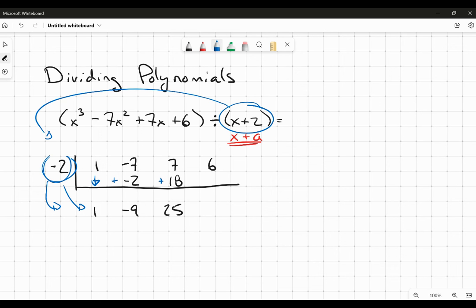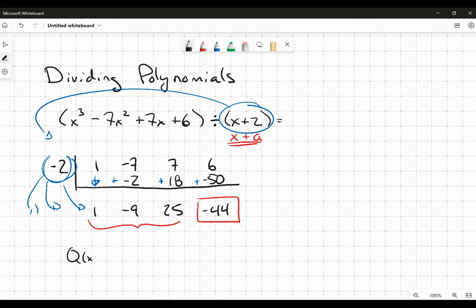And then I do that multiplication again. Negative 2 times 25 is going to be negative 50. And when you add those together, that 6 and that negative 50, we get negative 44. And now we're done. We've reached our final column of numbers, which means this value right here is my remainder. And this is my quotient.